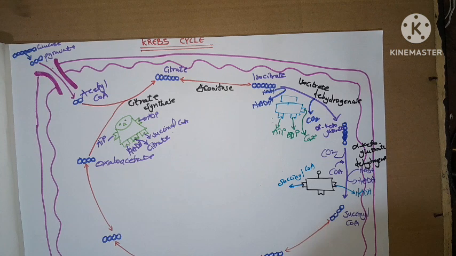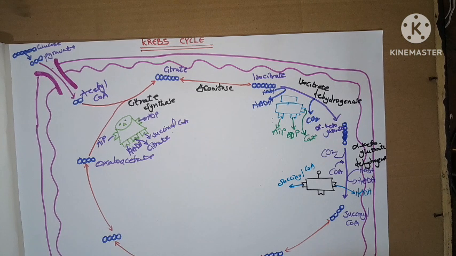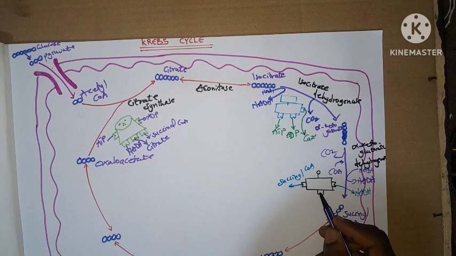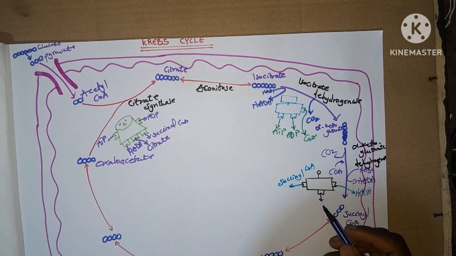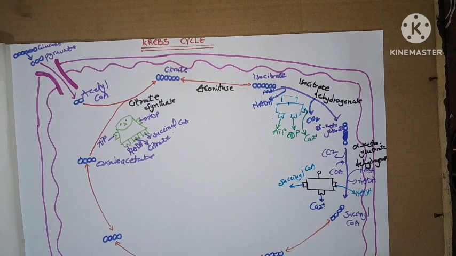And also calcium ions can stimulate this enzyme. Calcium ions will come and stimulate this enzyme to speed up the ATP production.